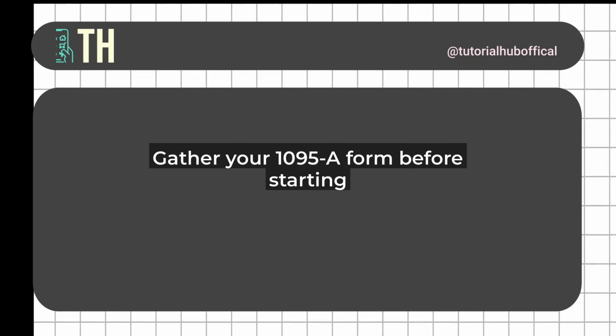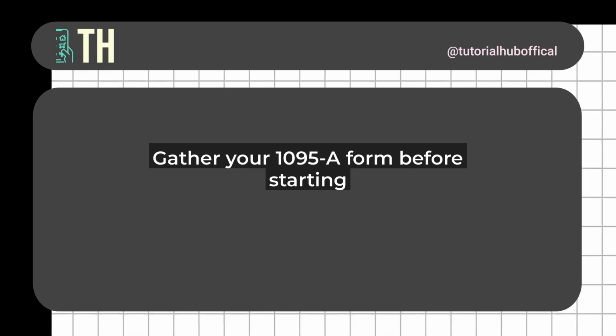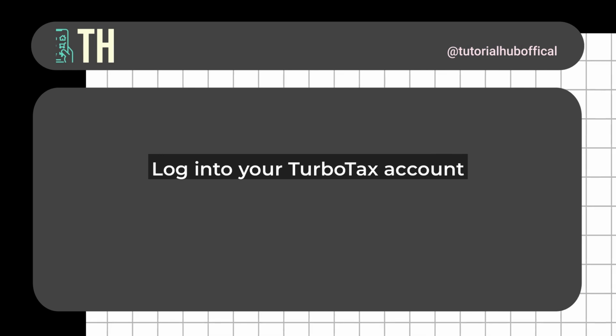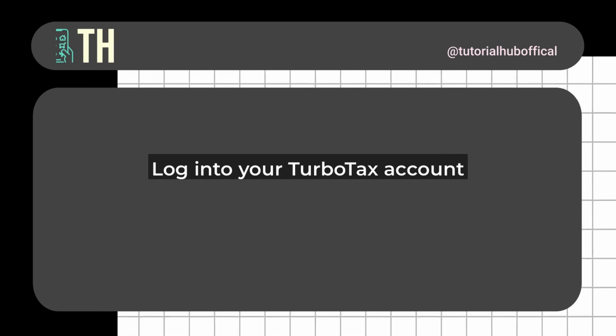First off, what's a 1095A form? It's a statement from the health insurance marketplace that details your insurance premiums, subsidies, and coverage periods for the year. You'll need this to accurately file your taxes and potentially reduce what you owe or boost your refund.